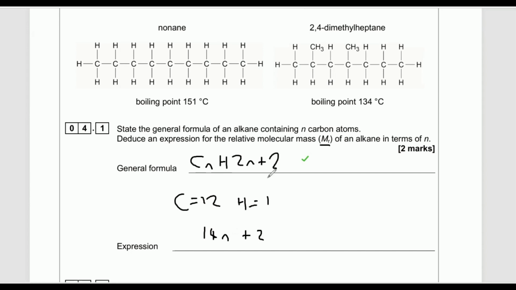So for example, let's say our formula was C2H6, right? Then it would be 14 times 2, because n is 2 there. 14 times 2 plus 2. So that would be 14 times 2 is 28, plus 2 is 30. And if you check that, 2 times 12 is 24, plus the 6 is 30. Yeah, so that is our formula for working out the Mr. 14 times the number of carbons, which is n, plus 2. And that will give you the correct Mr.